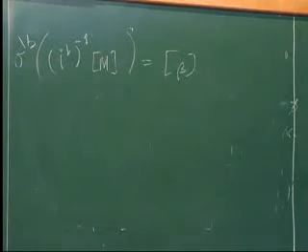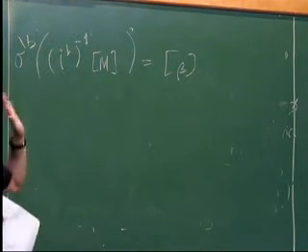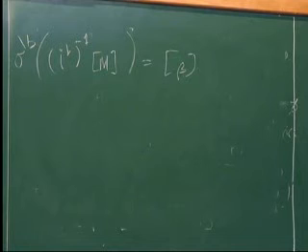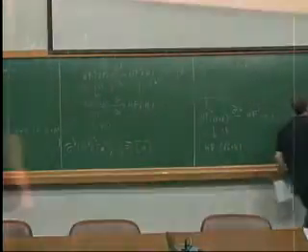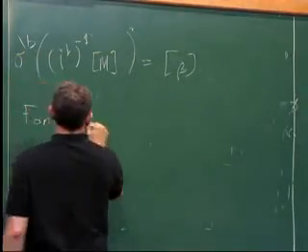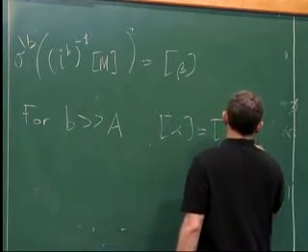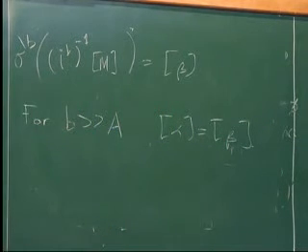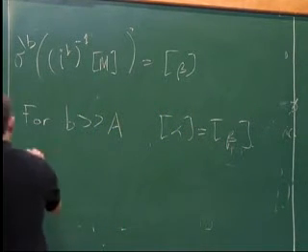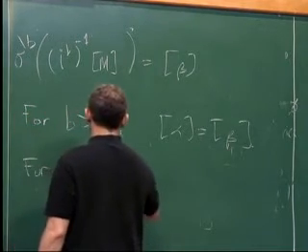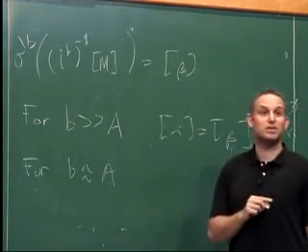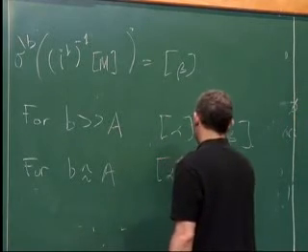Okay, so if we're talking about the full Floer homology, if you look at the image of these two classes in the full Floer homology, they have the same image. In other words, for B sufficiently large, one can show that the class alpha is equal to beta. However, for B greater than A, but approximately equal to A, in fact, they're different.